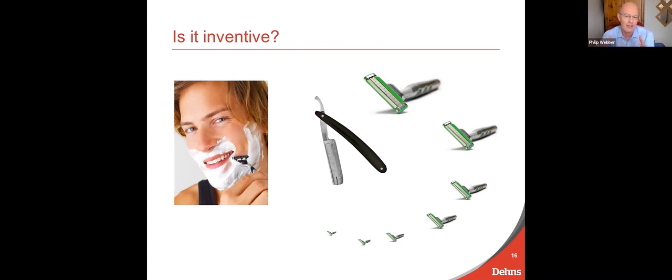So looking at this, the 1 blade razor is known. Is it obvious to make 2 blades? Well, one argument I've heard is that the first blade in the 2 blade razor comes along and lifts up the hair on your face. It pulls it up a little bit, so that when the second blade comes along, it cuts the hair finer. And so if that was not obvious, if it was a surprising effect, then possibly you could get a patent on a 2 blade razor, even if a 1 blade razor is known. But 3 blades, 4 blades, 5 blades, I think you'd be struggling.